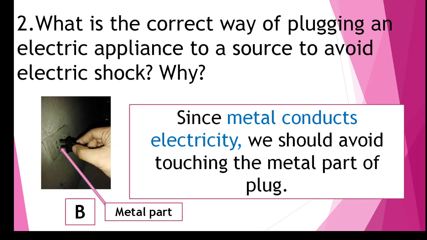Number two. This is the correct way of plugging an electric appliance to a source to avoid electric shock because the plug has a metal part. Since metal conducts electricity, we should avoid touching the metal part of the plug.